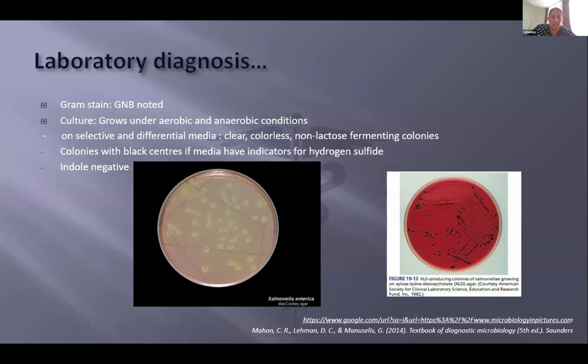Obviously, on gram stain, a gram-negative bacillus is noted, and on culture, it grows under aerobic and anaerobic conditions. On selective and differential media, you have clear, colorless, non-lactose fermenting colonies, but 1% of non-typhoidal salmonella can ferment lactose. And on selective media, you can have black centers if you have indicators to pick up hydrogen sulfide, because salmonella can produce hydrogen sulfide, and that's picked up really on XLD agar, and they are noted to be indole negative.